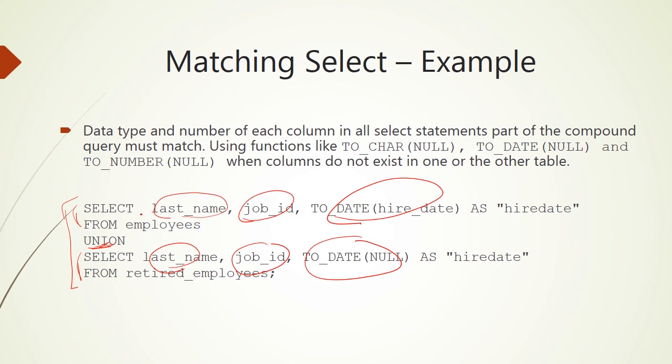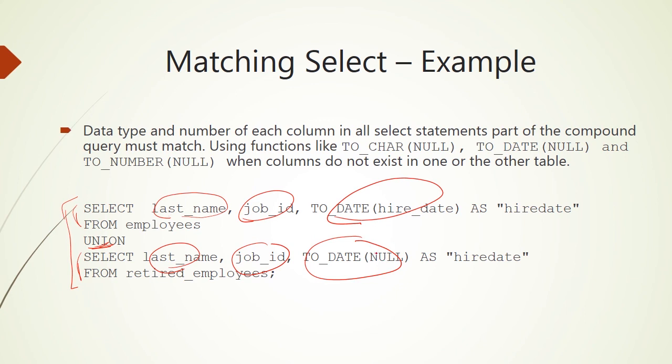Select last name, job ID, hire date as hire date from table employees. So the employees table contains last name, job ID, and also the hire date. But in retired employees, there is no hire date column. So how to solve this issue?